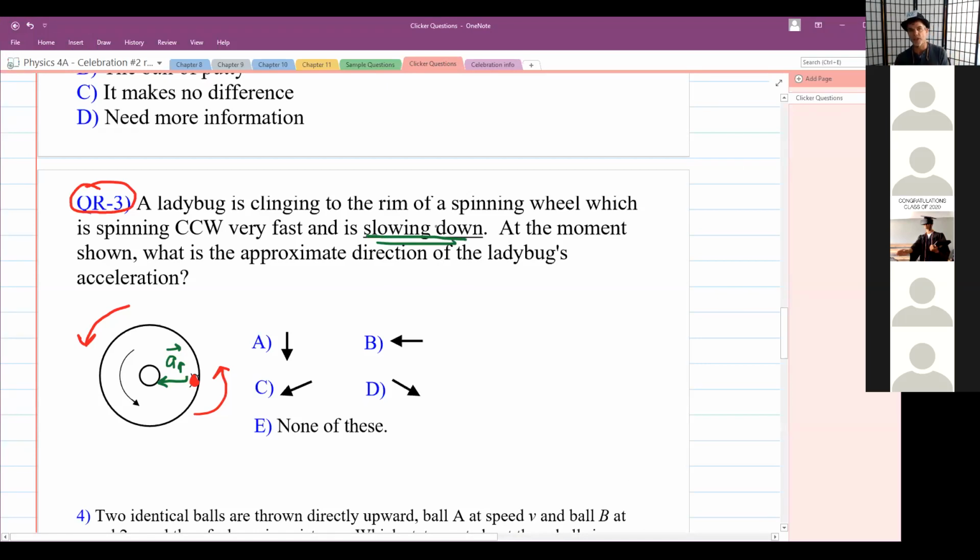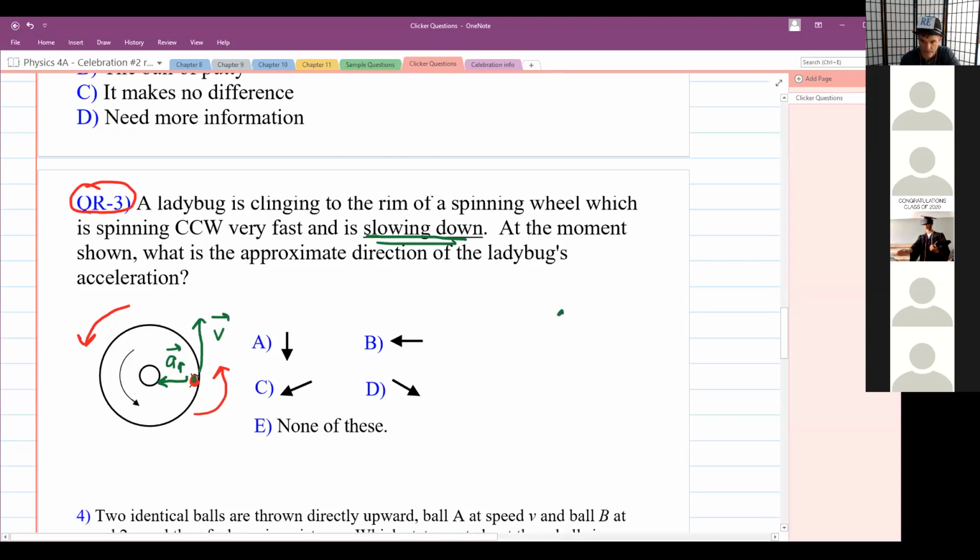Keep in mind, tangential acceleration always points either in the same direction of the velocity, if it's speeding up, or opposite direction of the velocity, if it's slowing down. So the ladybug, the velocity is always tangent to the path. So at this point right here, the velocity of the ladybug points straight up. So if the ladybug is slowing down, the tangential acceleration is in the opposite direction.